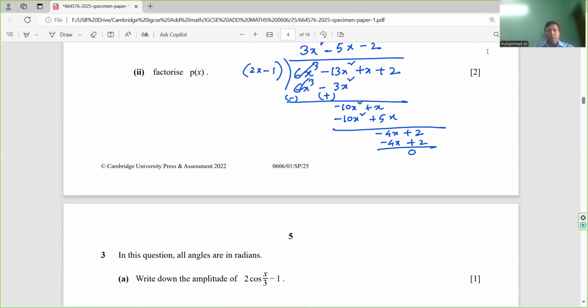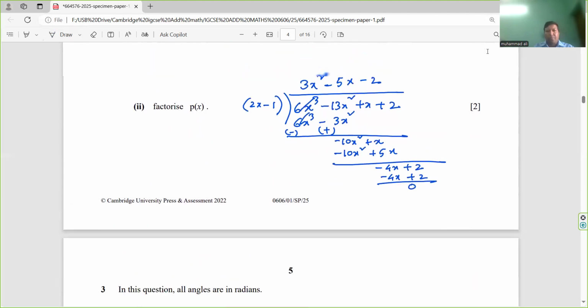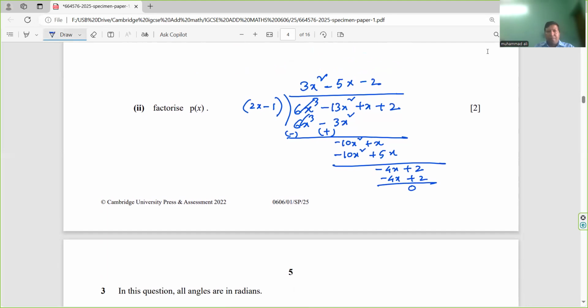Now we can write p(x) equals to 2x minus 1 times 3x squared minus 5x minus 2. If we factorize this part, we will get two factors. That one is x minus 2 and 3x plus 1.